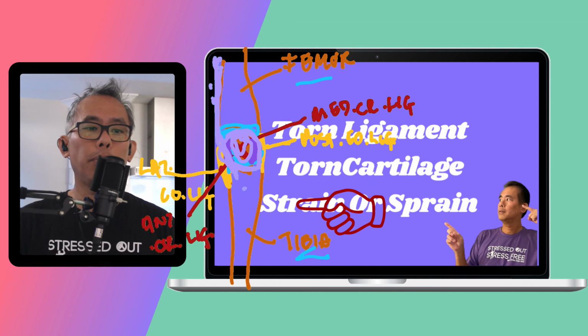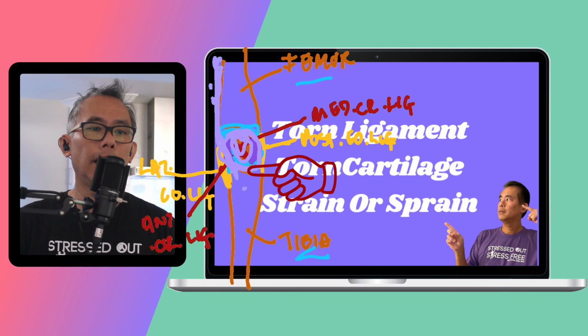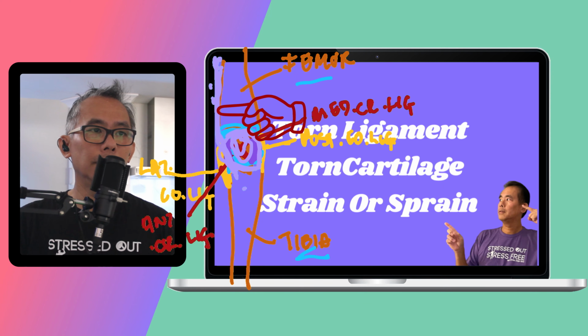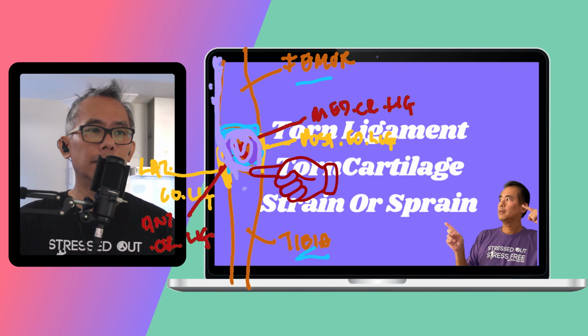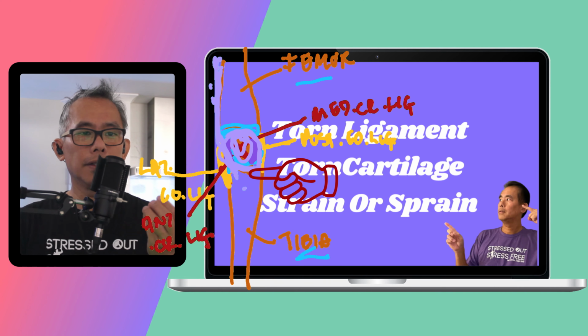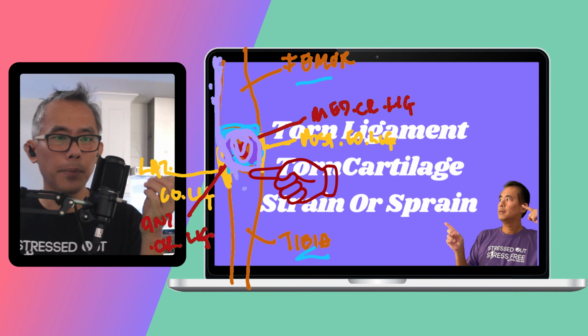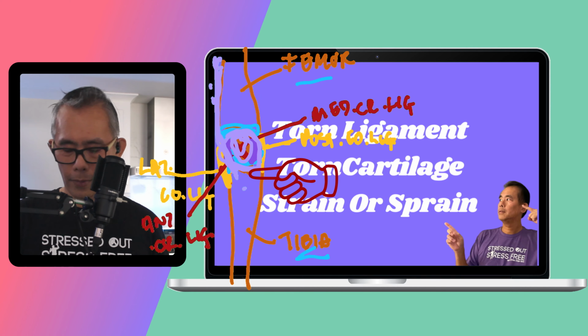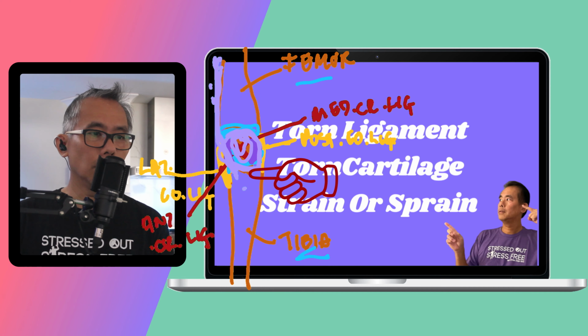And then what is a sprain? Sprain is an injury to the tissue that connects the bone, like this. Remember, this is the femur bone, and this is the tibia bone, and where the tissue connects is where a sprain occurs. Okay, all right.